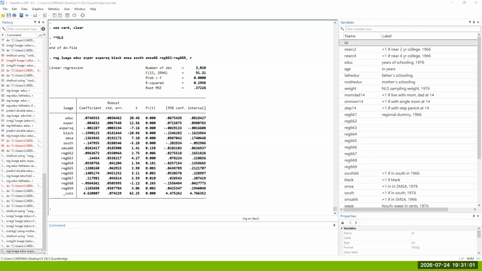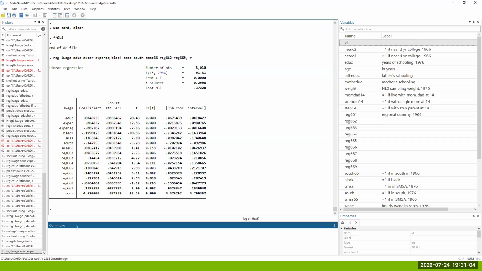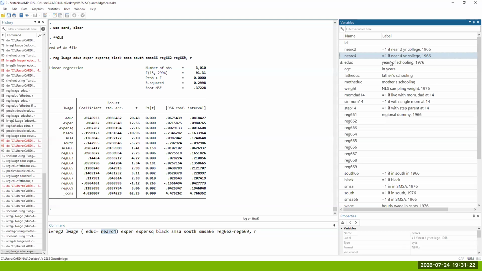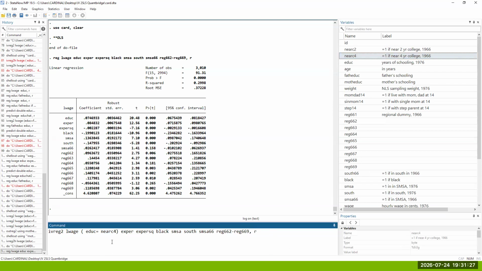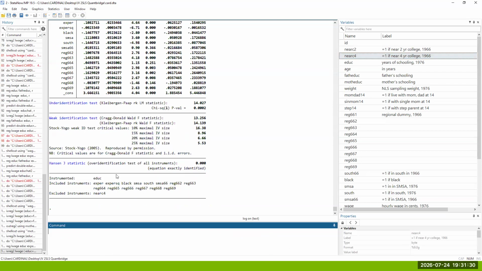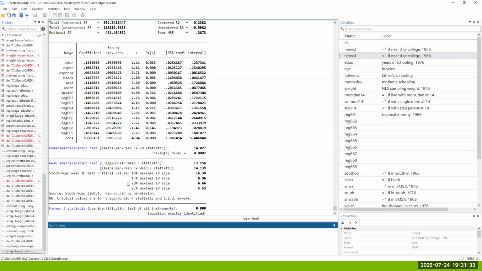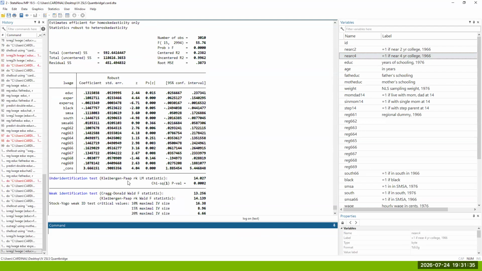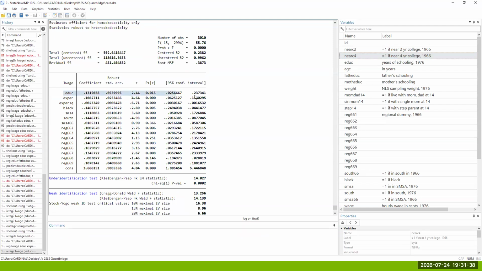At this point, I assume that you know the two-stage procedure. So I'll just use the Stata command where I've got ivreg2, I've got wage, I've got education, and then I use nearc4. So nearc4 is equal to 1 if near a 4-year college. So it estimates the effect of education now as this.